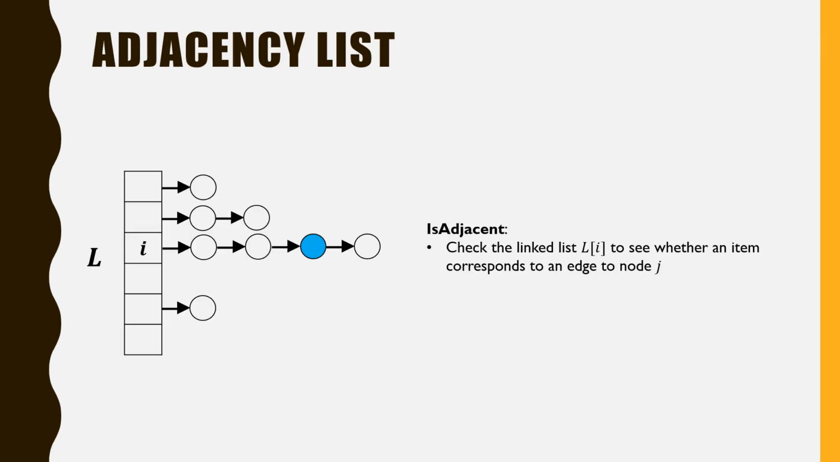The next operation, isAdjacent, checks whether nodes i and j are directly connected by an edge. To do this, the algorithm traverses the linked list Li to determine if an edge exists that ends at node j. Since this requires scanning the list, the operation runs in O(d) time, where d is the average degree of the nodes.